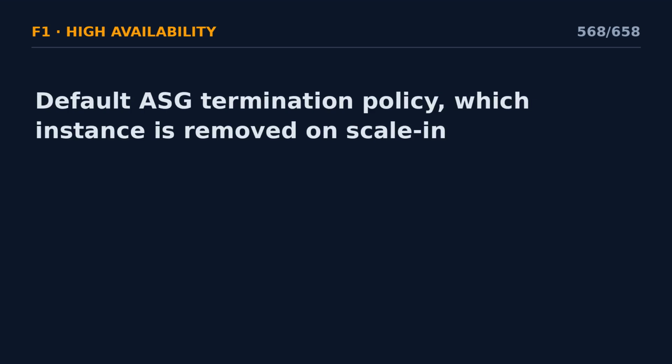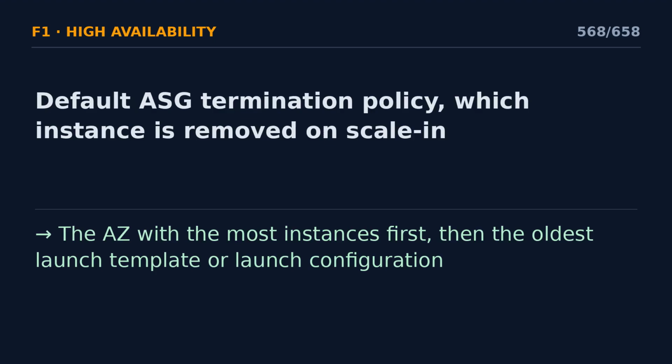Default auto scaling group termination policy, which instance is removed on scale-in. Answer: the availability zone with the most instances first, then the oldest launch template or launch configuration.